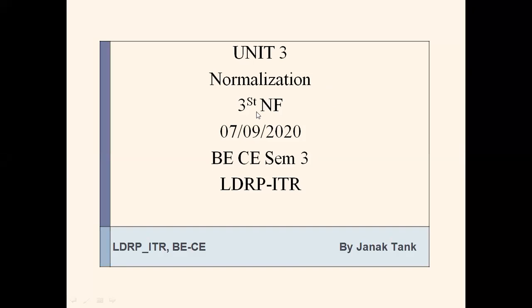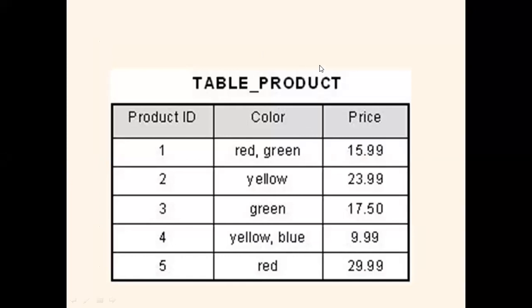Let us see an example of it. Before we go, we'll first see the theory of what third normal form says. In the last lecture we saw an example of the unnormalized form and first normal form. This table is in first normal form, so we have converted it to first normal form.